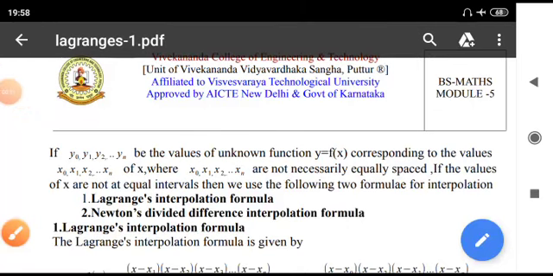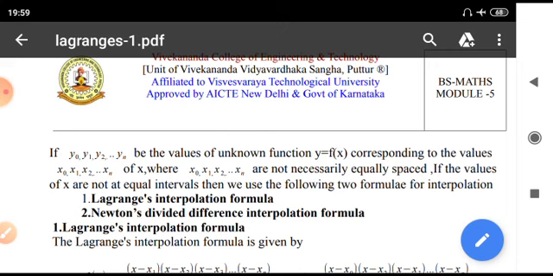Hello students, today we learn about Lagrange's interpolation formula. If y0, y1, y2 up to yn be the values of unknown function y equal to f of x corresponding to the values of x, that is, the values of x are x0, x1, x2 up to xn. Here x0, x1, x2 up to xn are not necessarily equally spaced.